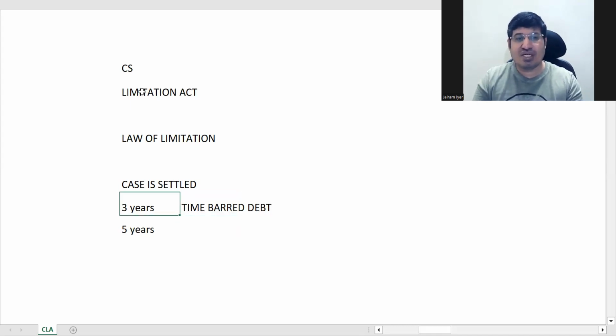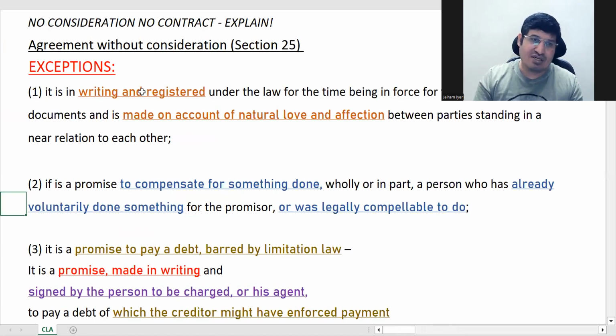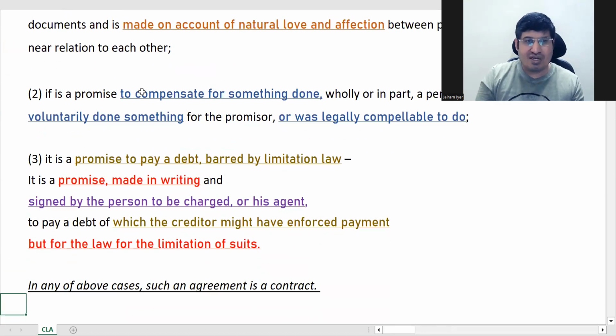Okay, if, say, the limitation was 3 years and now 3 years have been crossed, it becomes a time-barred debt. So now you do not have the right to raise it in a court of law beyond that period. Okay, so third is a promise to pay a debt barred by limitation law. And here what is being said is it's a promise made in writing.